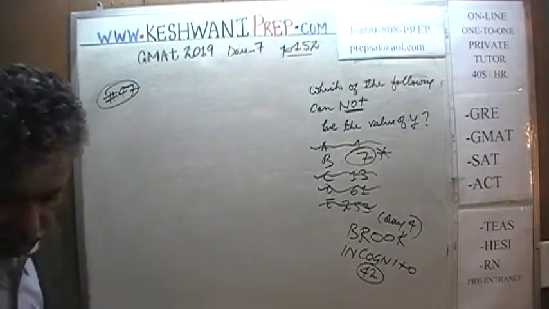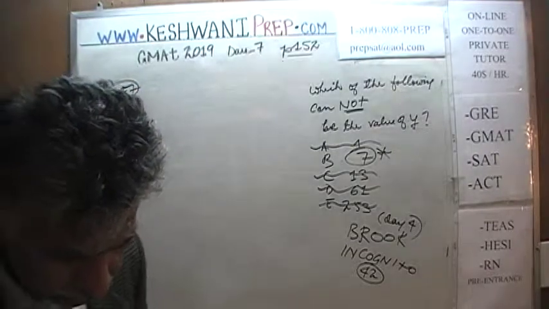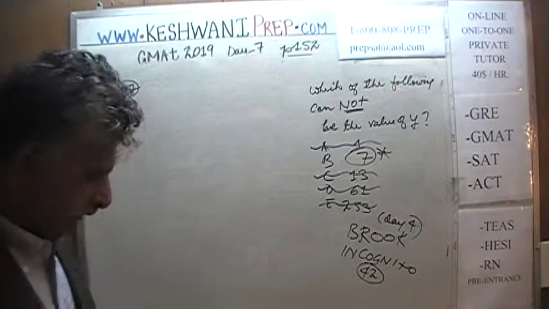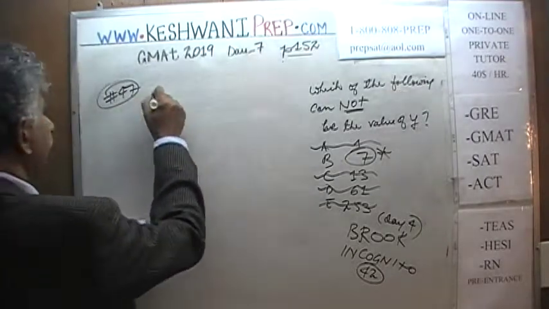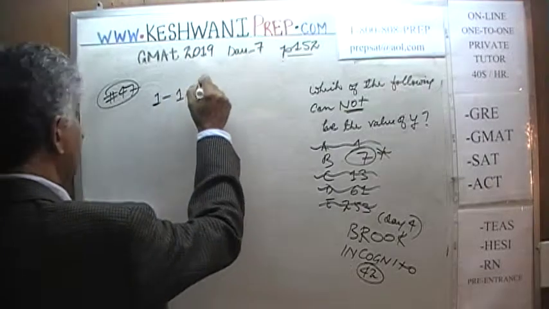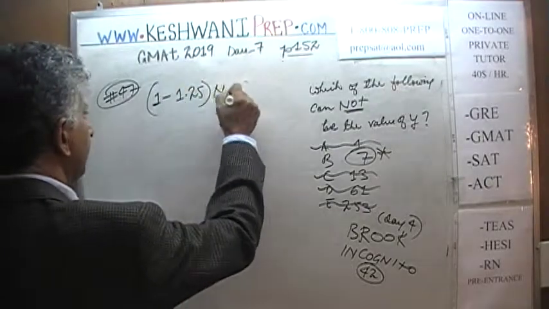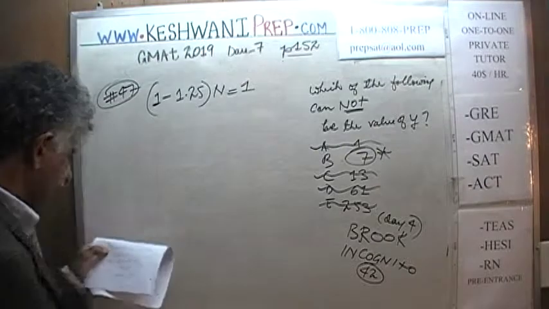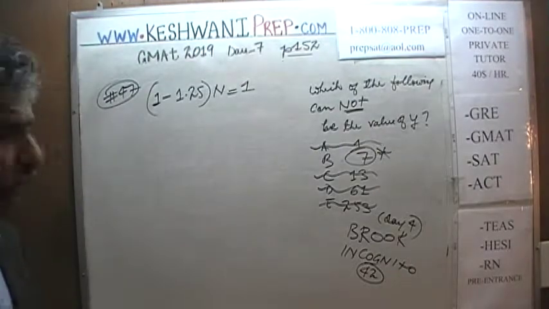Number 47. Enough of the silly talk. Number 47 says 1 minus 1.25 times n equals 1. And the question simply is, what's the value of n? Let's find out, shall we?